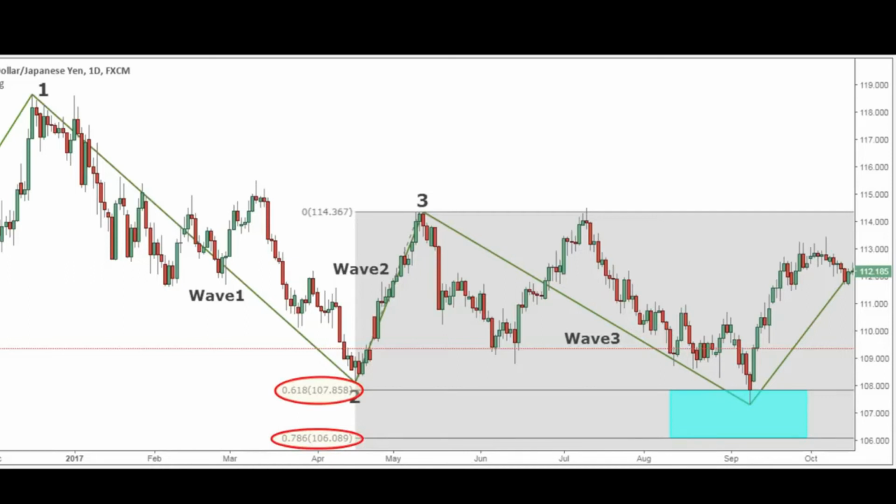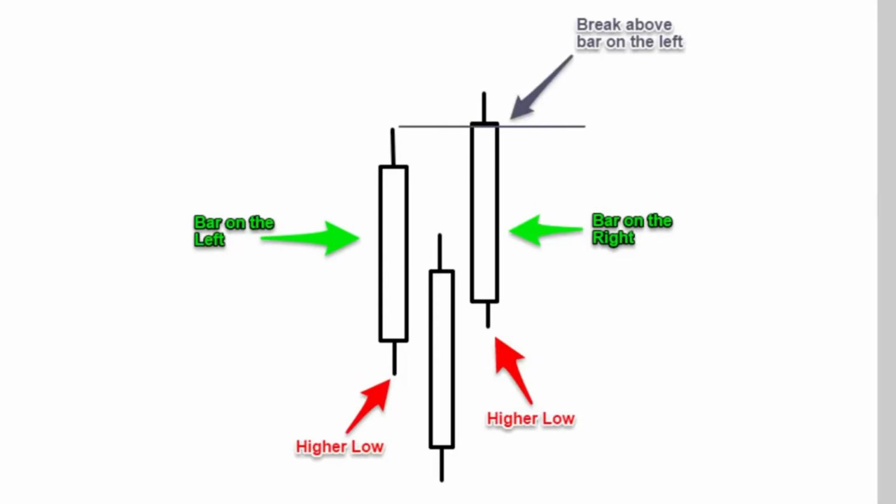Since we can't know for sure where the third wave will end, we're going to employ one of our favorite trade techniques to spot a swing point in the market. Step number 4. Wait until you have a candle with a higher low on the right and the left. The bar from the right needs to break above the bar on the left. The 3-bar pattern to spot a market swing point is quite easy.